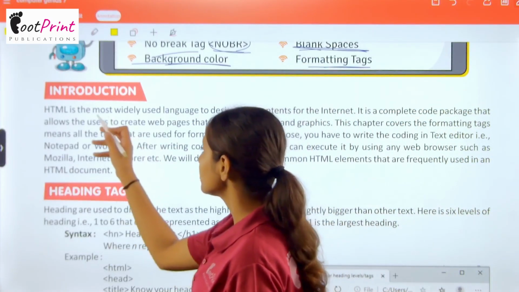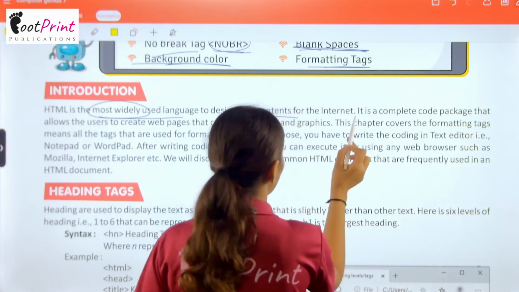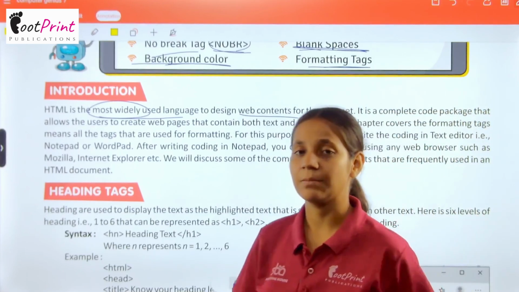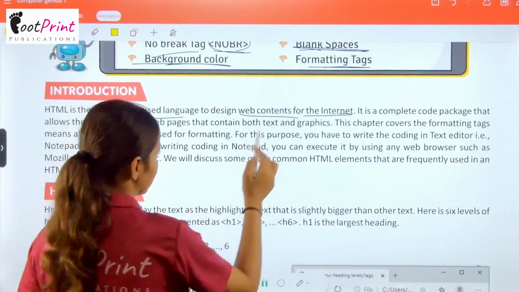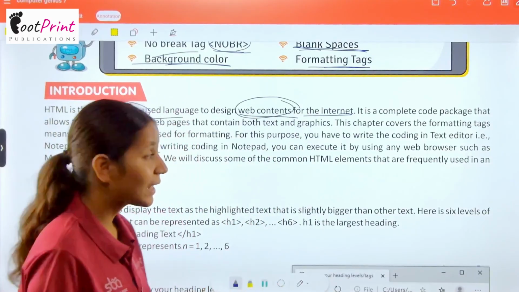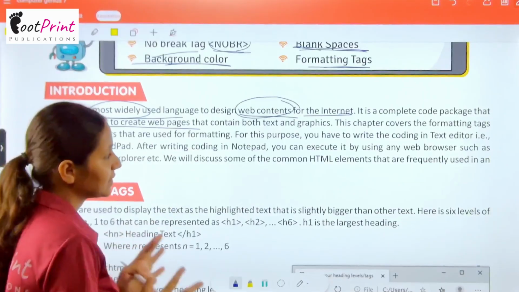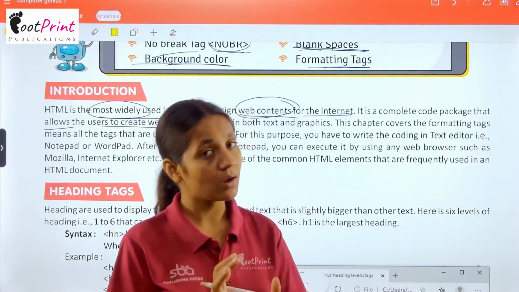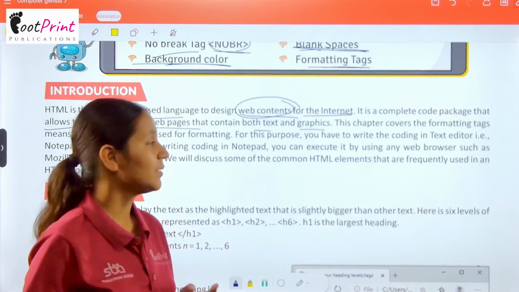HTML is the most widely used language to design web content for the internet. HTML क्यों यूज होता है? ताकि हम इंटरनेट के लिए बहुत सारी वेब साइट को डिजाइन कर सके, वेब पेजेस को डिजाइन कर सके. That is web content here. It is a complete code package that allows the user to create web pages that contain both text and graphics. ये एक पूरा कोड पैकेज होता है जिसमें हम एक यूजर को ये अलाउ करते हैं कि यूजर टेक्स्ट और ग्राफिक्स से रिलेटेड वेब कंटेंट बनाए.